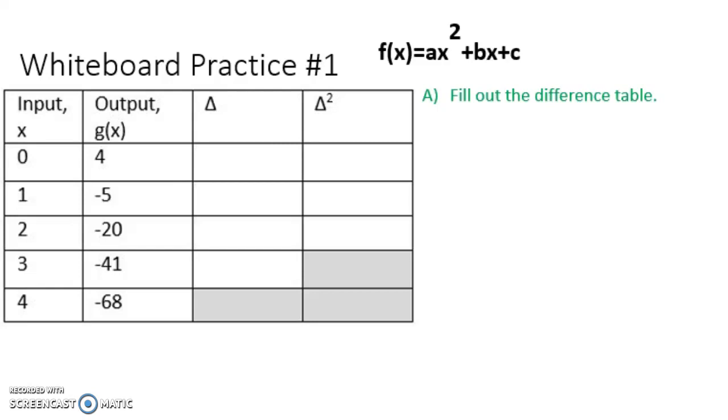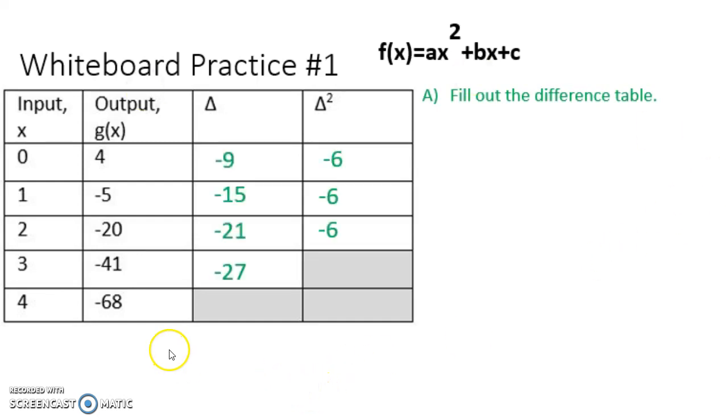And I want you to pause the video before you go on to check in your answers. So look at this table right here. First, fill out the difference table. Okay, pause the video, and then whenever you're ready to check your answer, you can hit play.